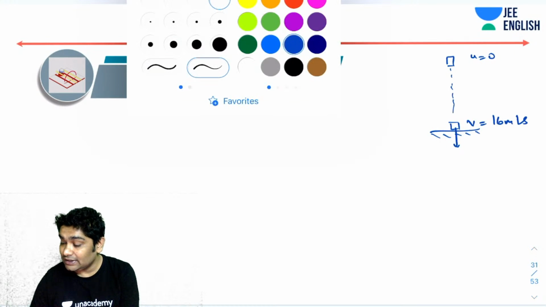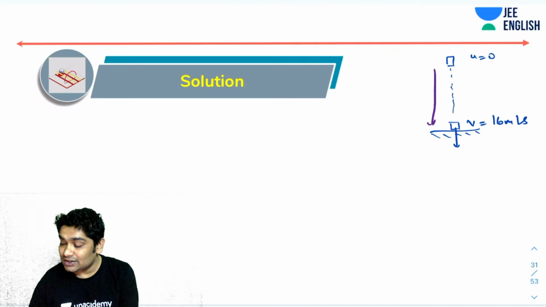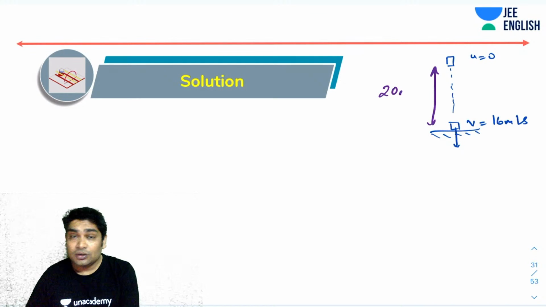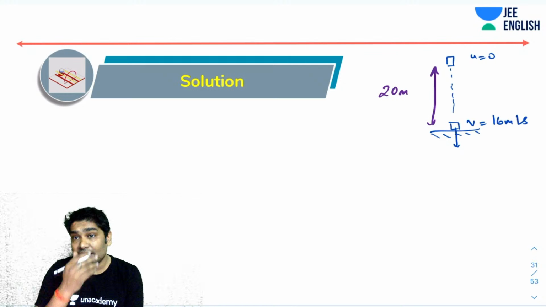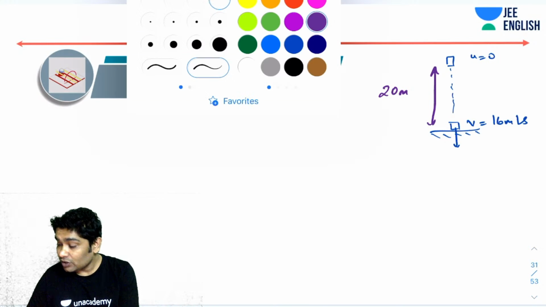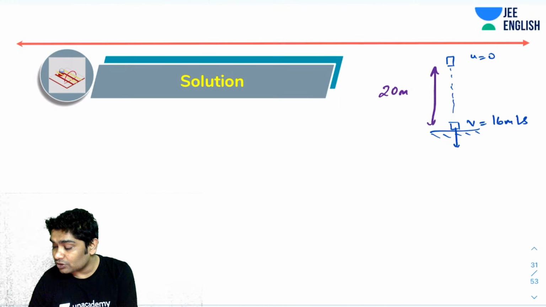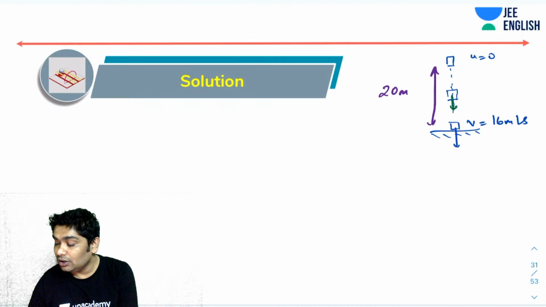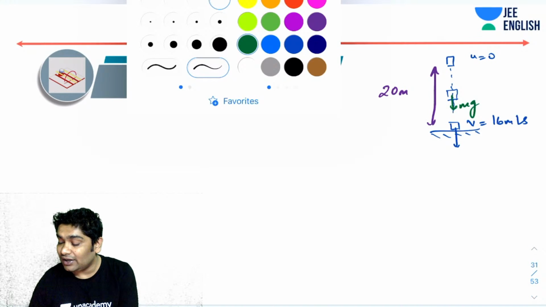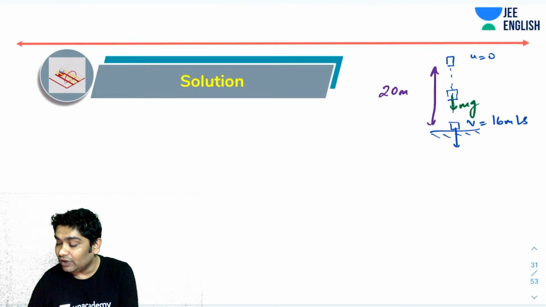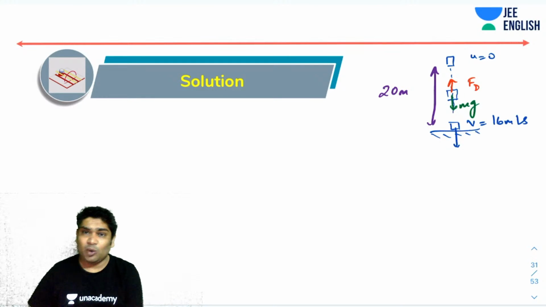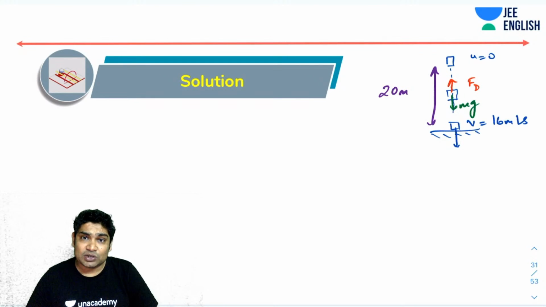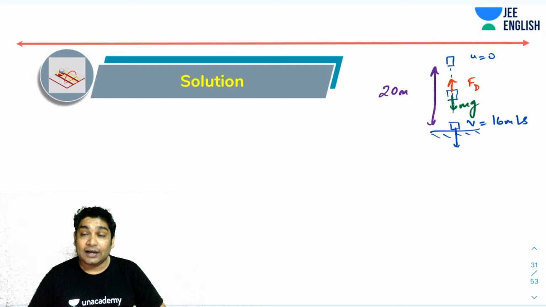Let's see. This height is 20 meters. Do you realize that during its motion, there are two kinds of forces acting on it? Imagine it is somewhere in the middle. One, you will have a force of gravity acting on it downwards, mg, and then you would have air drag forces acting on it in the upward direction, which would oppose the motion. I hope you realize that drag forces or air resistance forces always oppose the motion. So these are the two forces that are acting on it.